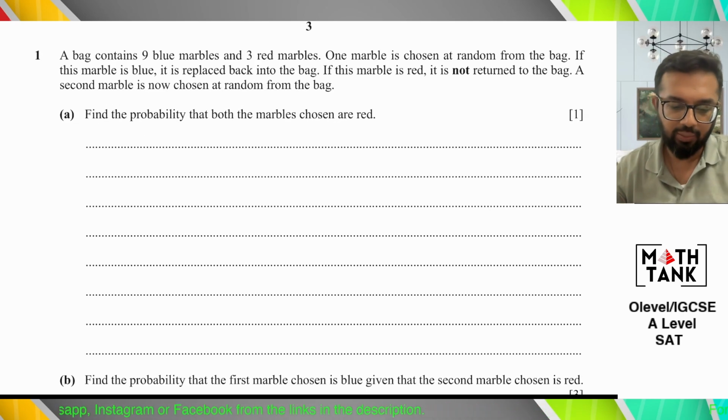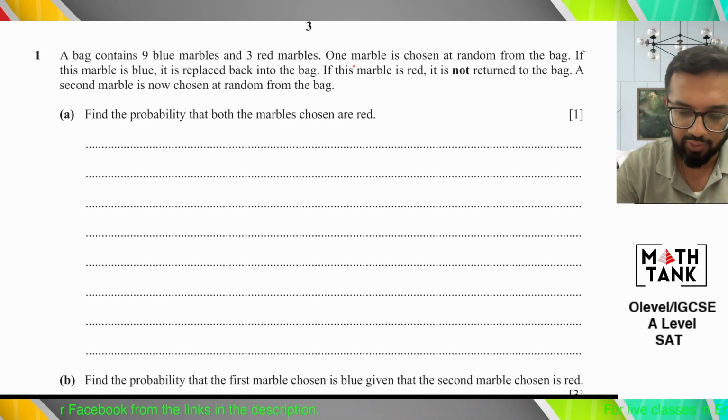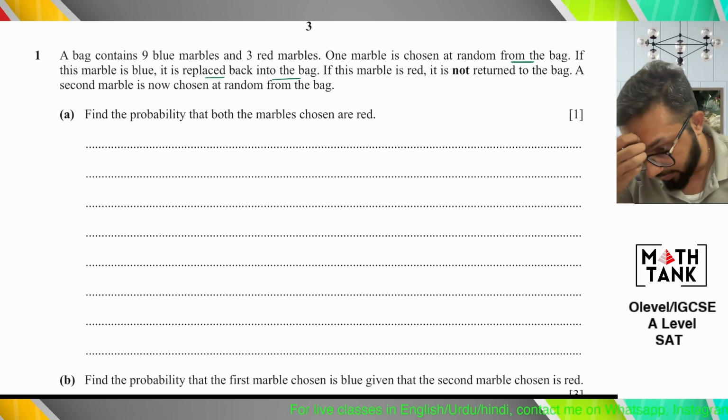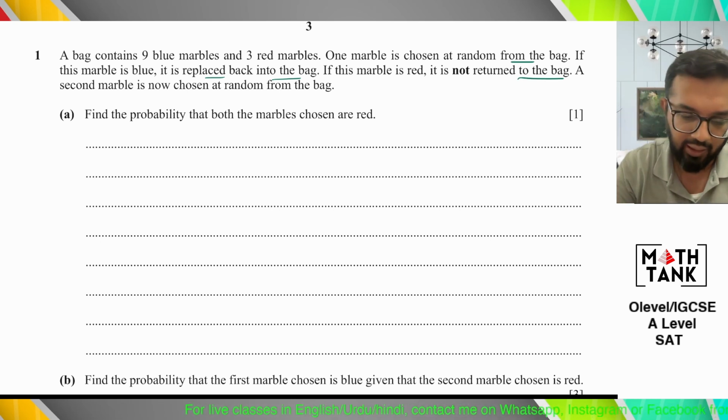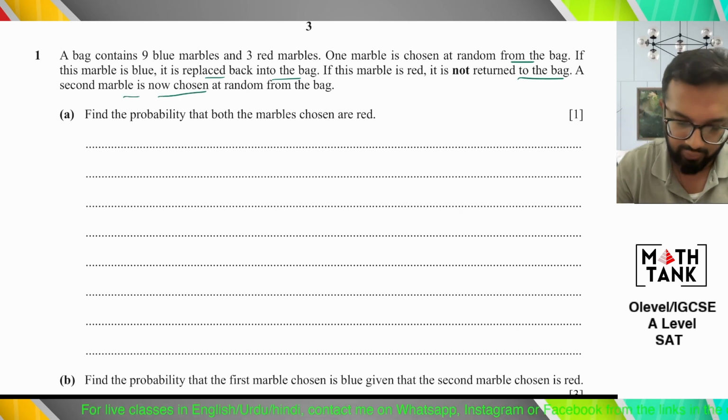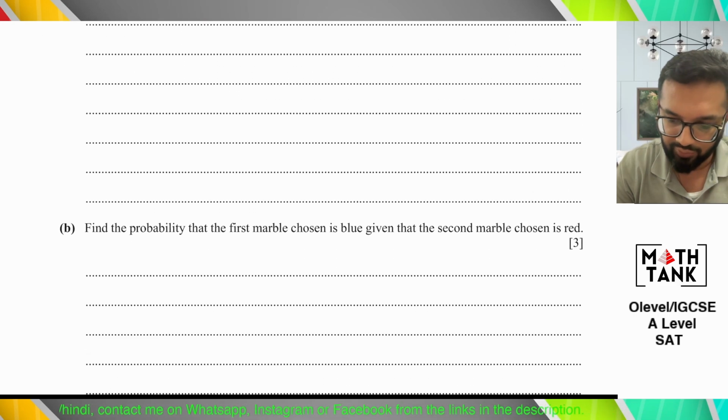Let's start. It says a bag contains 9 blue marbles and 3 red marbles. One marble is chosen at random from the bag. If this marble is blue, it is replaced back into the bag. If this marble is red, it is not returned to the bag. A second marble is now chosen at random from the bag. Find the probability that both marbles chosen are red.